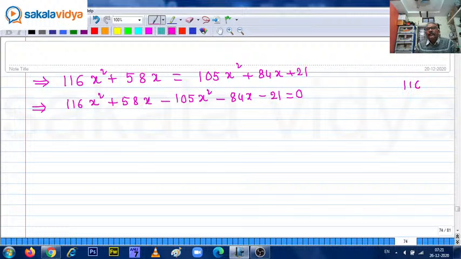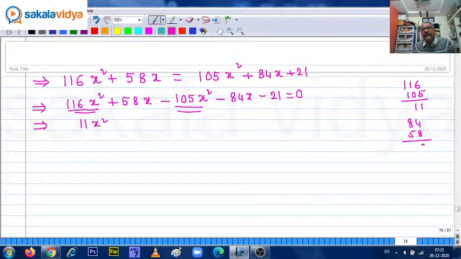116 minus 105, you will be getting 11. So subtracting 116x square and 105x square, you get 11x square. From 84, 58 you need to subtract. How much will you be getting? 26. So minus 26x minus 21 equals 0.